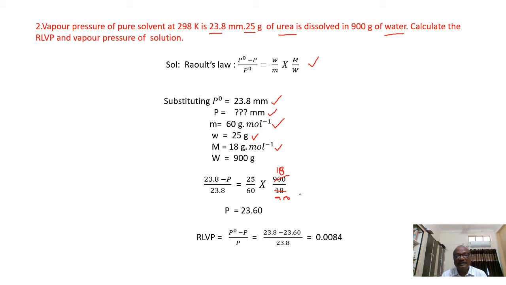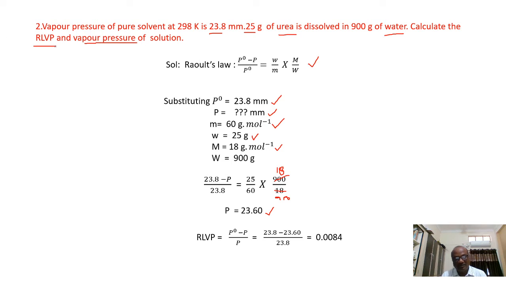Okay. So 18 divided by 900, on simplifying this, we get P is equal to 23.60. This is the vapor pressure of solution. So for one of the questions, the vapor pressure of solution we have calculated. It is 23.60.